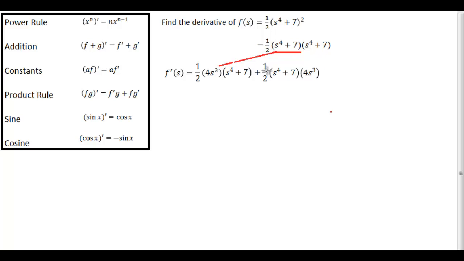The 1/2 comes along again for the ride. This time, we don't differentiate the first one. We do differentiate the second one. And it's the same derivative, of course, 4s cubed, and the derivative of 7 is still 0.